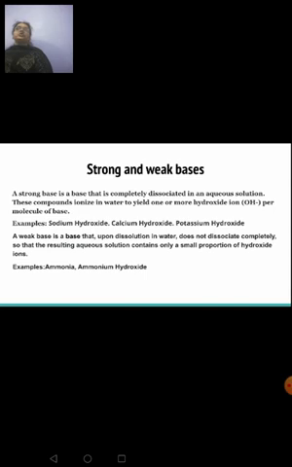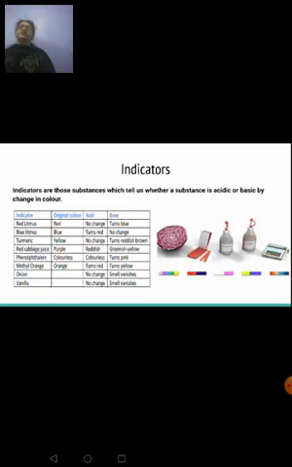Weak bases tend to produce fewer hydroxide ions in aqueous solution, or you can define them as follows: a weak base is a base that upon dissolution in water does not dissociate completely, so that the resulting aqueous solution contains only a small proportion of hydroxide ions. In other words, they release fewer hydroxide ions in aqueous solution. The best example for a weak base is your ammonia, and ammonium hydroxide is also a weak base.